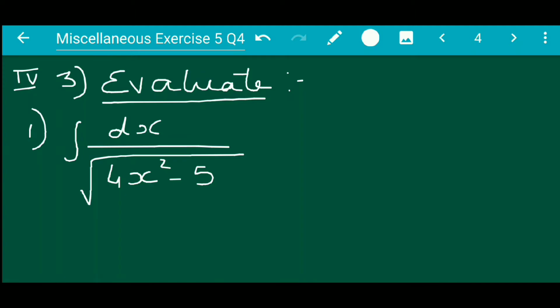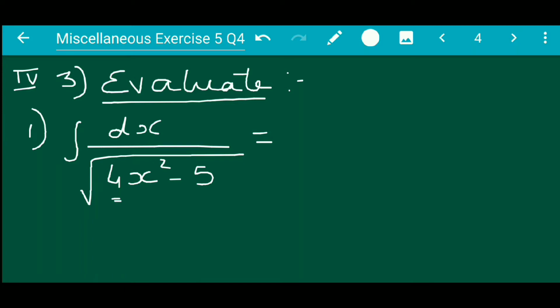Now going on to the sums. The question is question number 4. The third one in that is evaluate. The first sum there, integral of dx upon root of 4x square minus 5. If you have gone through the previous lectures, you will know that the first step here is to make the coefficient of x square as 1. As you can see here, the coefficient of x square is 4.